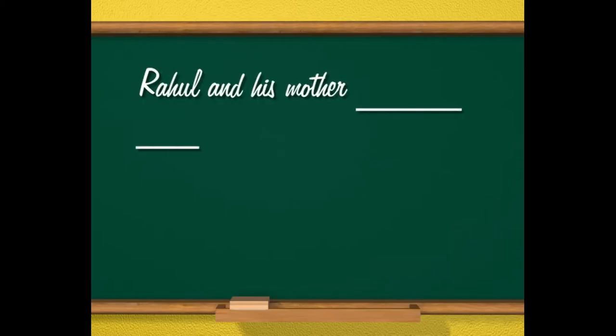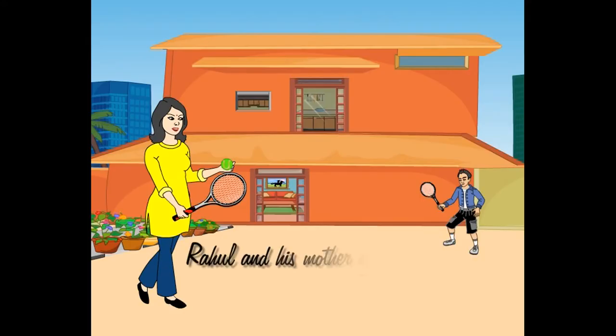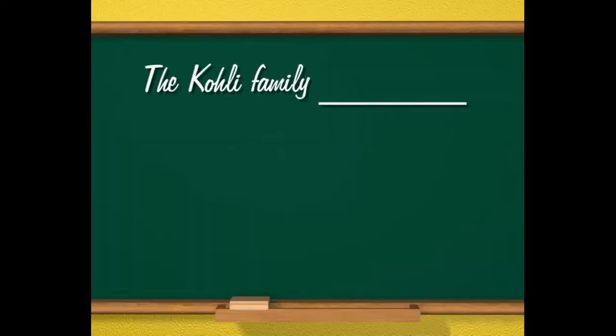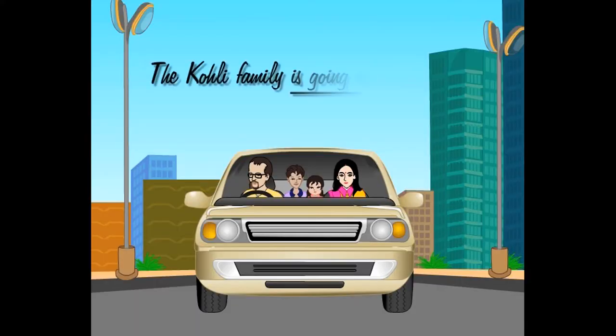Next question. Rahul and his mother dash. Answer: Rahul and his mother are playing tennis. Next. The Kohli family dash. Answer: the Kohli family is going in a car.